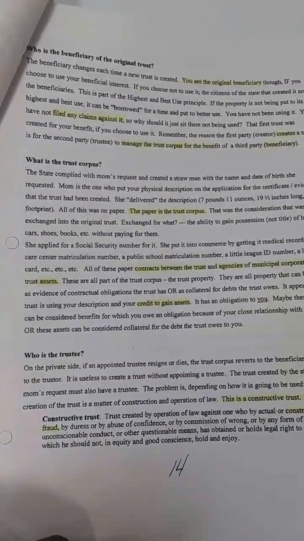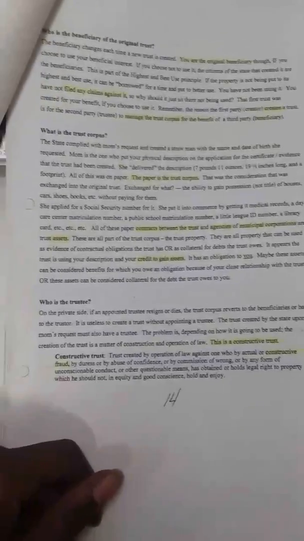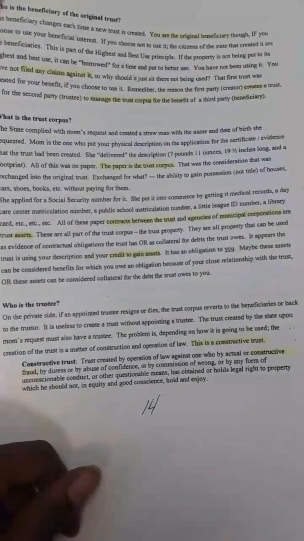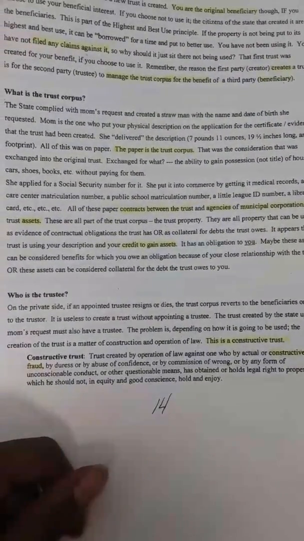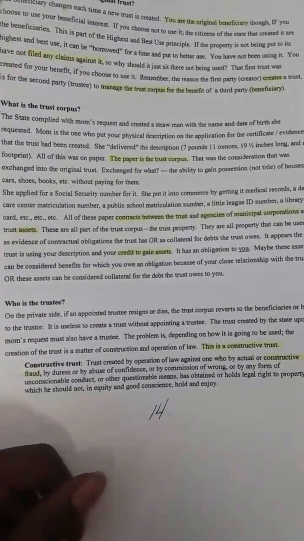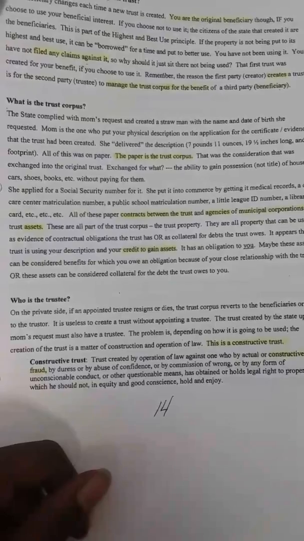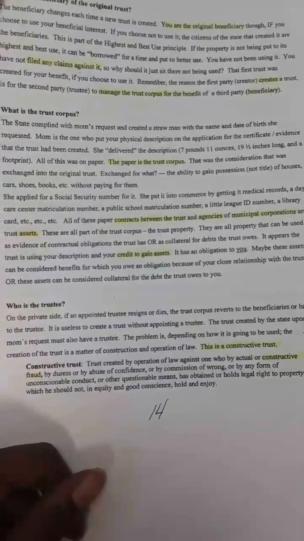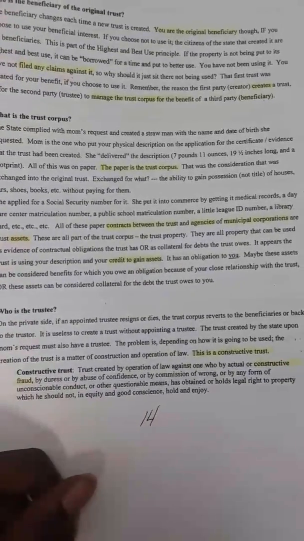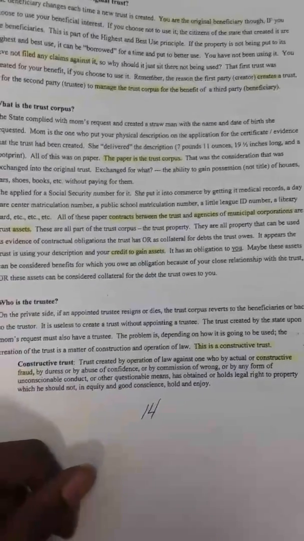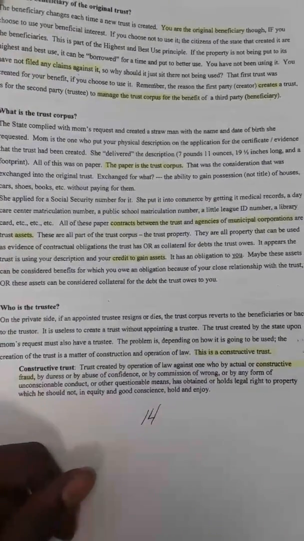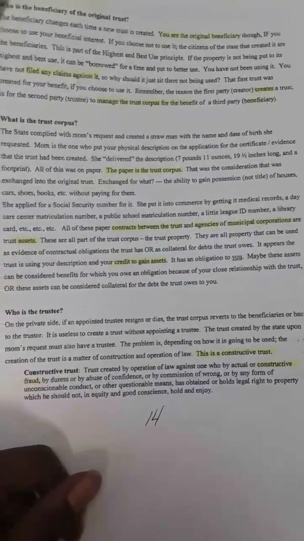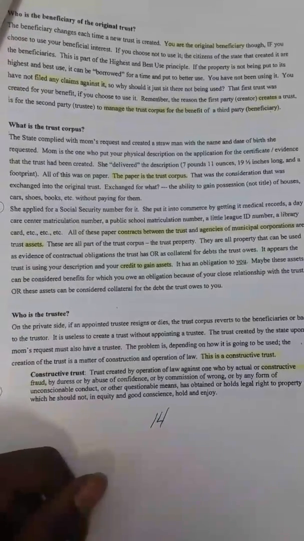Who is the trustee? Okay, let's break down who the trustee is. On the private side of the appointed trustee, on the private side, if the appointed trustee resigns or dies, the trust corpus reverts to the beneficiaries or back to the trustor. It is useless to create a trust without appointing a trustee. See how I use the word appointing. So why would a lot of people make themselves the trustee? The trust created by the state upon mom's request must also have a trustee.